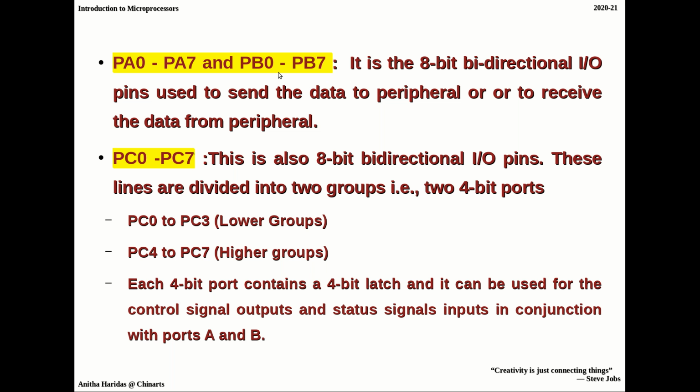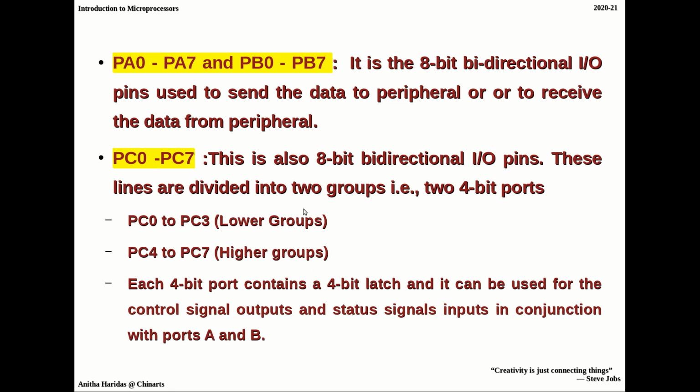Both are 8-bit pins. Then we have another port, PC0 to PC7. This is also an 8-bit bidirectional input-output pin. But these lines are divided into 2 groups. How are they divided? They are divided into two 4-bit ports. PC0 to PC3 are the lower group and PC4 to PC7 are the higher group, right?